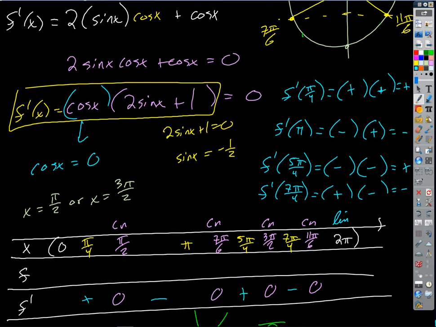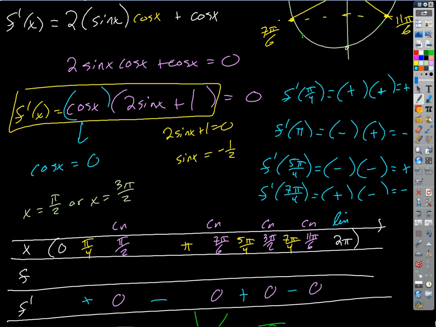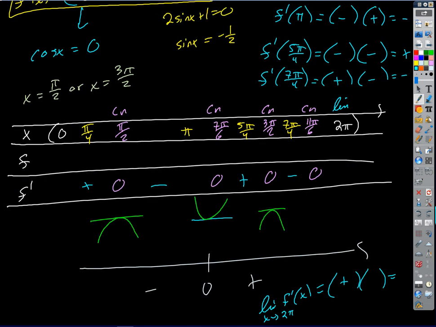What about over here, what's the limit of 2 sine x plus 1 as x approaches 2 pi? Well, the sine's going to be 0, isn't it? So we're going to approach a value of 0 plus 1, which is positive. You see that taking that limit, what did it really amount to? Plugging in 2 pi, right? Because we're dealing with a continuous function. So as we approach the endpoint, we're just plugging in that value anyway. So effectively, we just plugged in 2 pi.